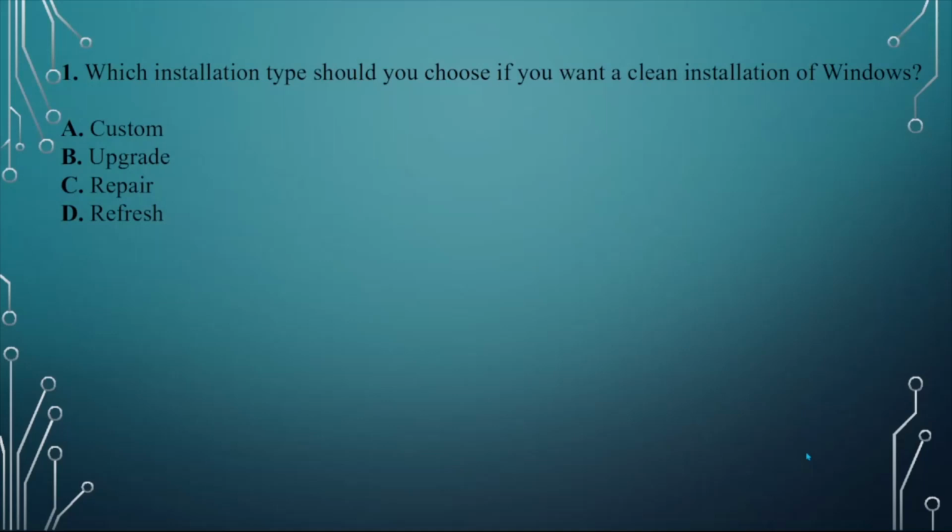Question number 1. Which installation type should you choose if you want a clean installation of Windows? A. Custom, B. Upgrade, C. Repair, D. Refresh. So what should you choose if you want a clean installation of Windows? What could this be?